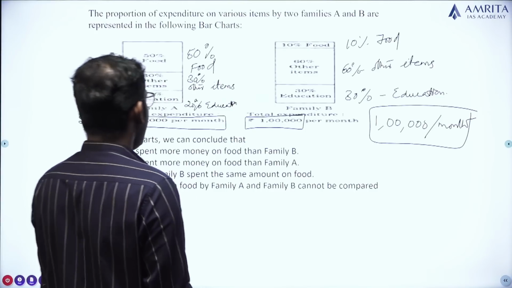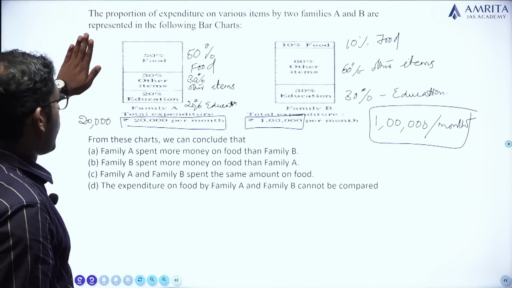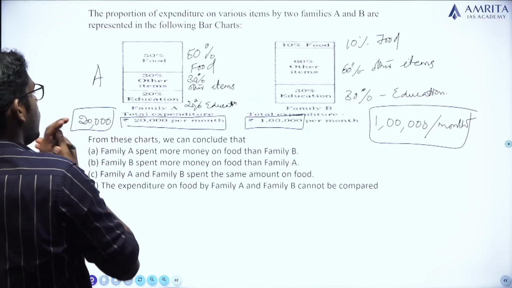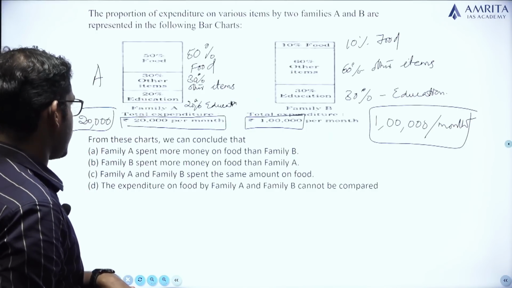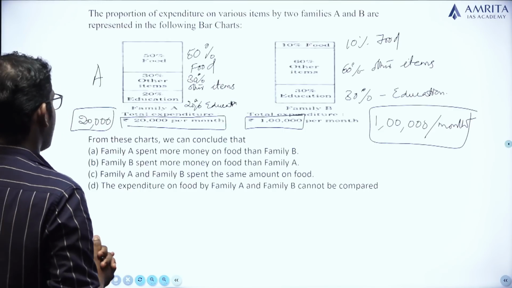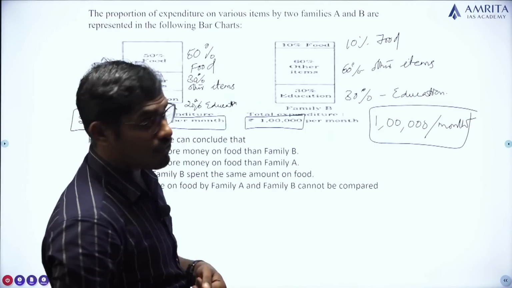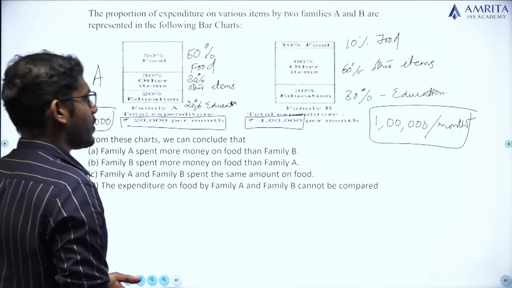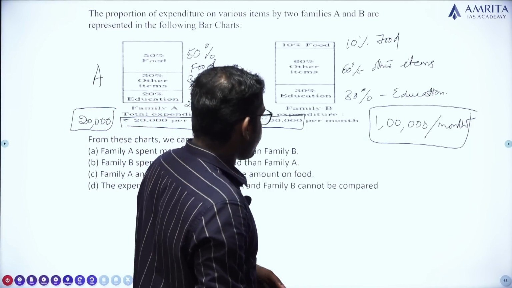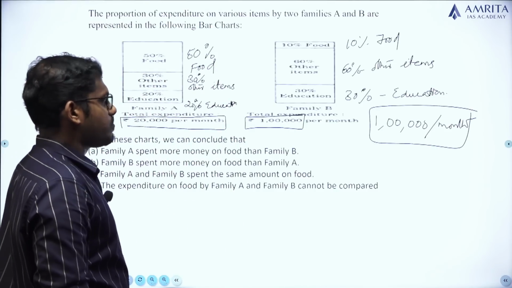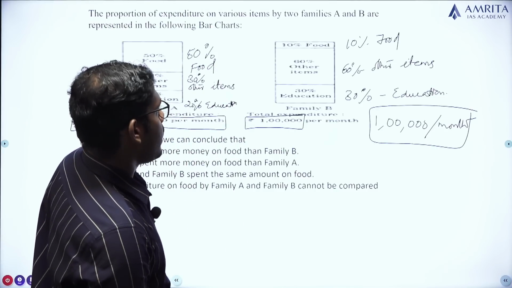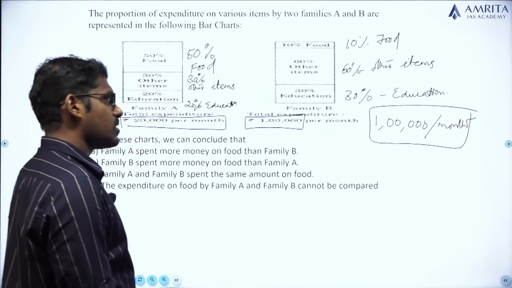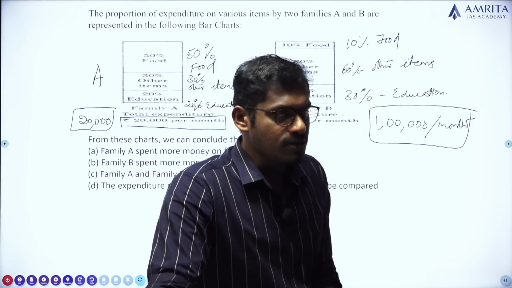However, for family A, the total monthly expenditure is 20,000. Out of this 20,000, 50% is paid for food, 30% is paid for other items, and 20% is paid for education. And for family B, the total monthly expenditure is 1 lakh, and out of this 1 lakh, 10% is paid for food, 60% for other items, and 30% for education. Clear? So this is the idea.